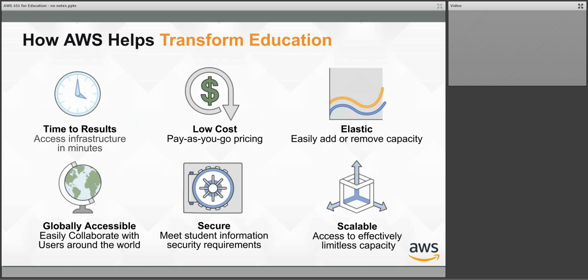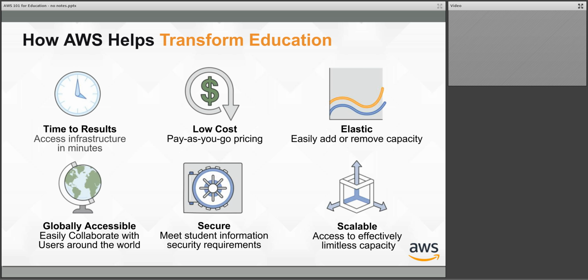Some of the ways that AWS helps transform education. The first one is time to results. You can access this infrastructure in minutes. When I talked about the example EC2 instance, 2 CPUs and 8 gigs of RAM running on Linux or Windows, these instances are available and start up within minutes, so you can go and start working. Another thing in this time to results is also time to science.